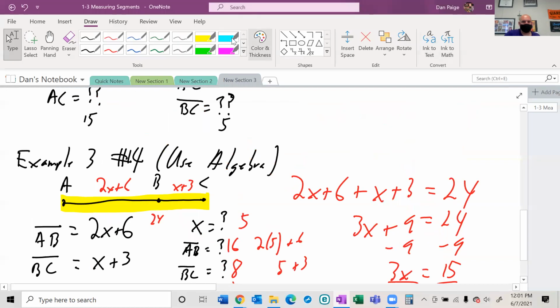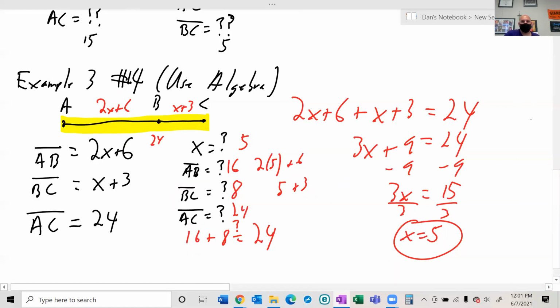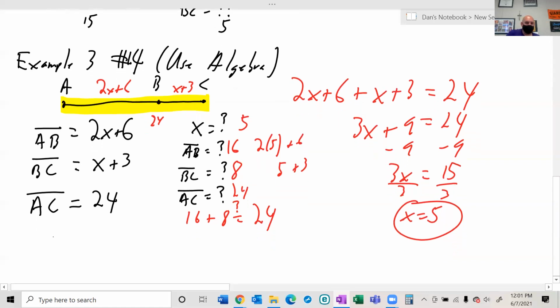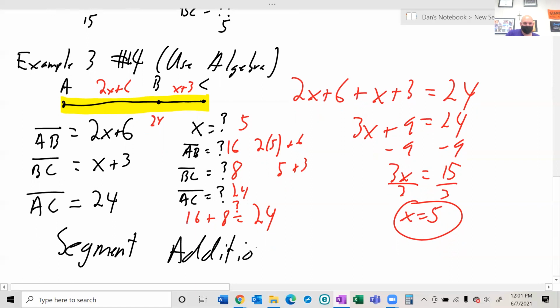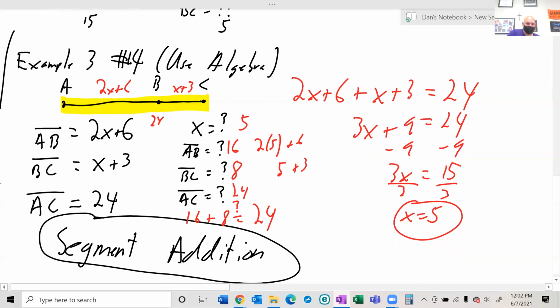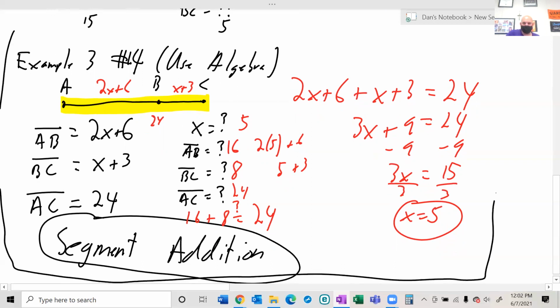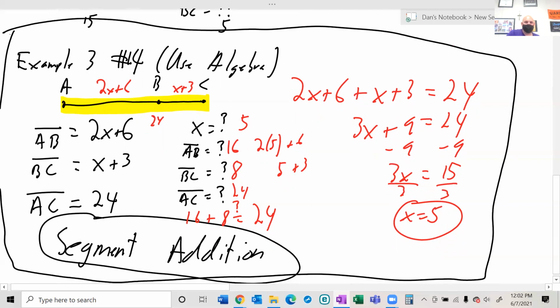This right here has a name. The name for this concept we did here is called segment addition. Segment addition is the name of this. I should have titled that at the top. Make sure you get that this whole concept right here, for example 3, is called segment addition. And segment addition is just saying part of a line plus the other part of the line makes the whole entire line. Segment addition.